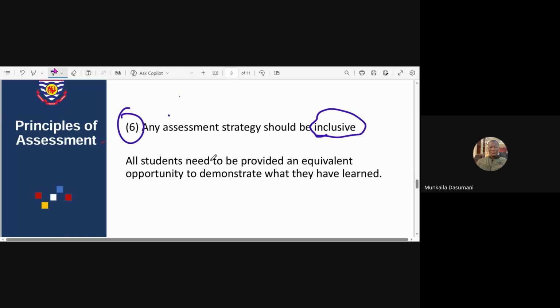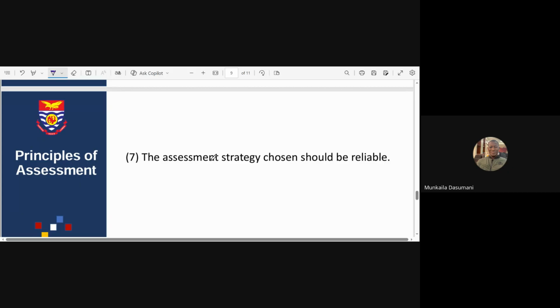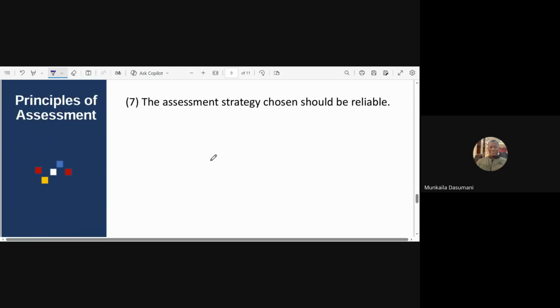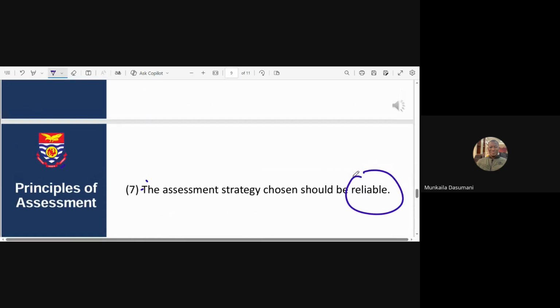And then the next one, because of time, we have 1 minute more to go, is that the assessment strategy should be reliable. We talk about reliability next semester, but it should be reliable. Your assessment should be reliable, and you don't need to do assessment which is not reliable. When you talk about reliable, what does it mean? When do you say assessment is reliable? Okay, reliability and validity, 2 things we are going to talk about as a separate section. All right, so that is about the assessment.